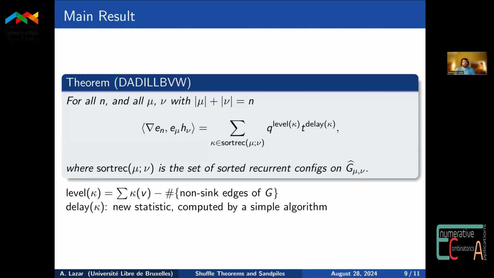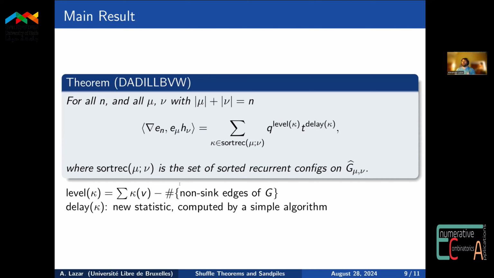And so this brings us to our main result, which says that we can actually compute these coefficients of nabla e_n in terms of these sorted and recurrent configurations. First of all, this is pretty cool because I was way more familiar with sandpiles than I was with parking functions when I started this project. For a lot of people on the more dynamical side of algebraic combinatorics, this is something they can get their heads around a lot easier. But also the statistics are significantly simpler, and so they're much more tractable to get your hands on.